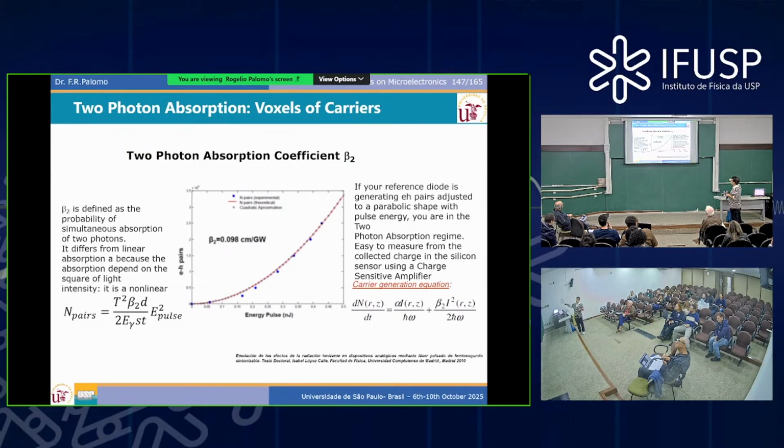So that's the signature of a 2-photon absorption in your experiment. That's the pulse energy, and if the amount of electron and hole pairs fits a parabola, then you are in the 2-photon absorption regime. To measure the electron hole pairs is very simple using a charge sensitive amplifier, because basically you are integrating the current that you can see from the detector. So at the end, your measurement is proportional to the electron hole pairs, as we discussed during the photodiode experiment with neutrons.